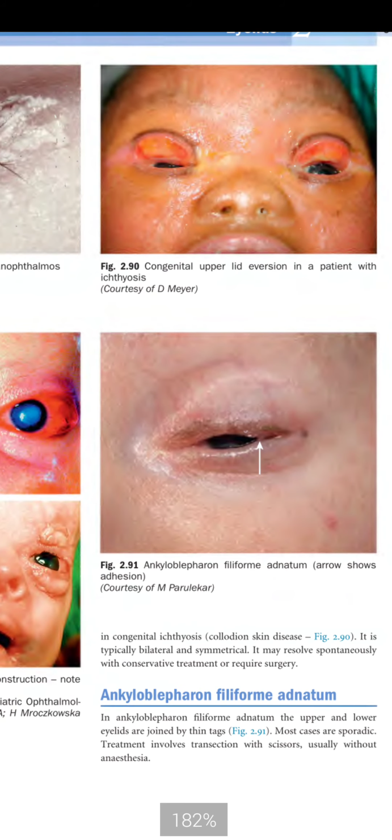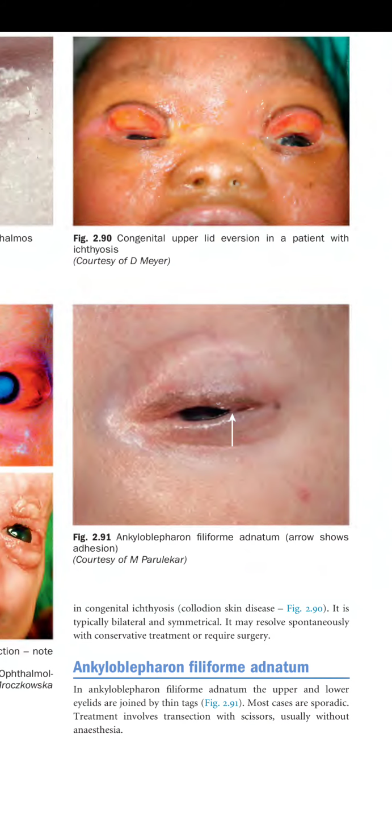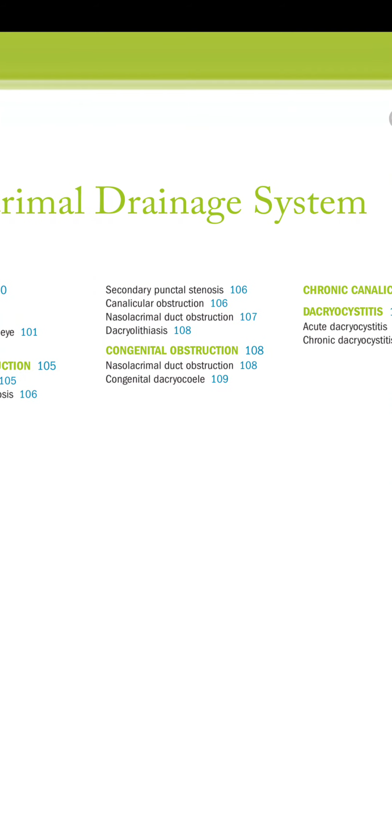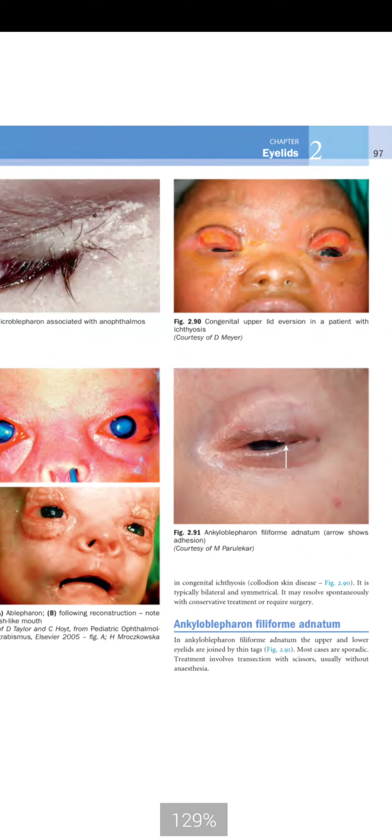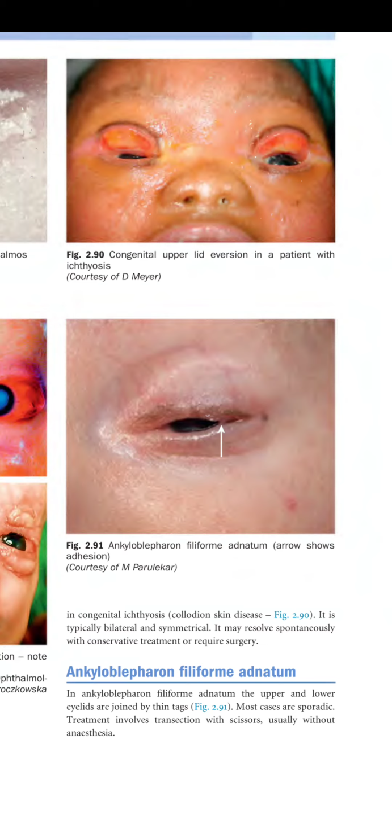Ankyloblepharon filiforme adenatum. So basically, it is a skin tag that is connecting the two lids, and you just surgically excise this tag. In ankyloblepharon filiforme adenatum, the upper and lower eyelids are joined together by thin tags. Most cases are sporadic. Treatment involves transection with scissors, usually without anesthesia.